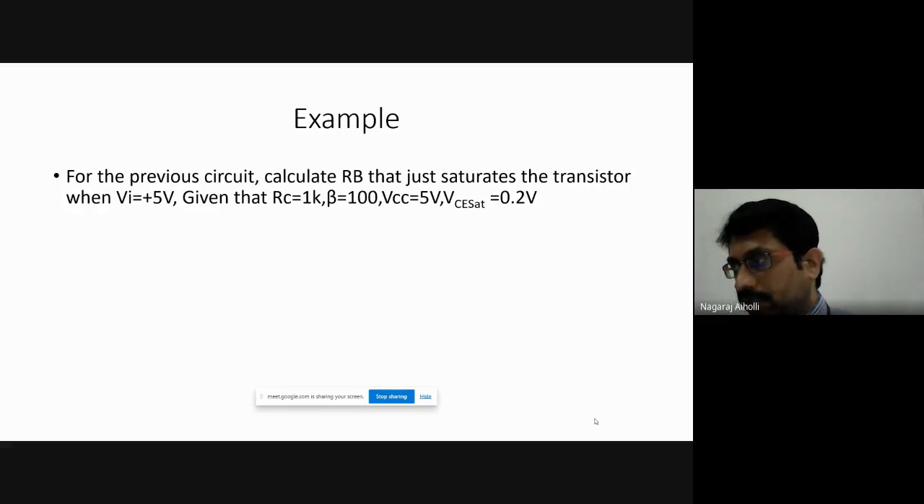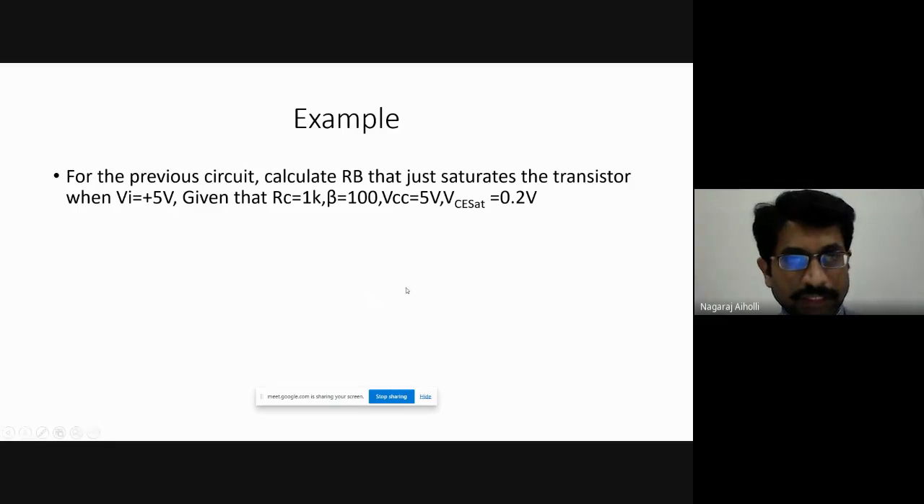Note down this example quickly. Calculate RB that just saturates the transistor when Vi is equal to plus 5 volts. Given that RC is equal to 1 kilo ohm, beta equal to 100, VCC is equal to 5 volts, VCE saturation is equal to 0.2 volts. This example was asked for 5 marks in the June July 2017 question paper.